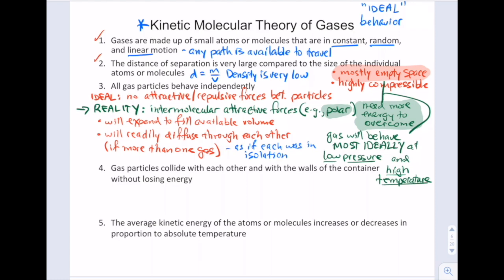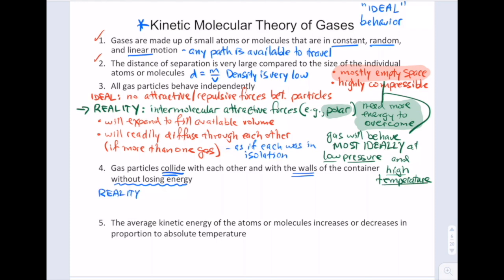Gas particles will collide with each other and with the walls of the container without losing any energy. And they either collide with each other, or they certainly will collide with the walls of the container. That's what's defining what their volume is. If there were no walls of the container, they would have an infinite volume because they would just keep spreading farther and farther apart because, again, under ideal behavior, there's nothing keeping them together. Under those conditions, they don't lose any energy, and that is a big assumption.